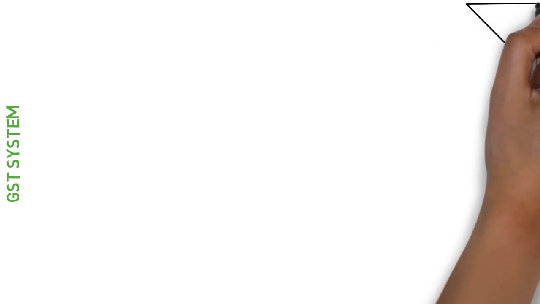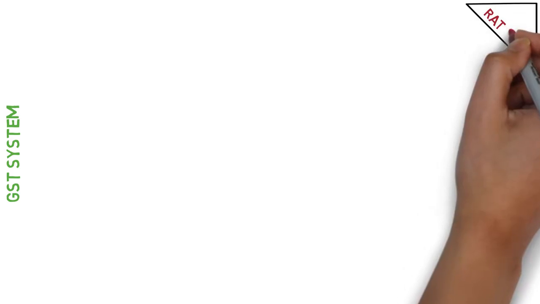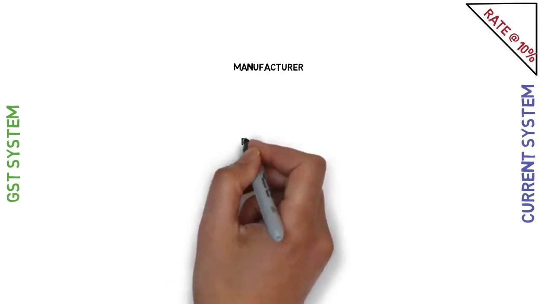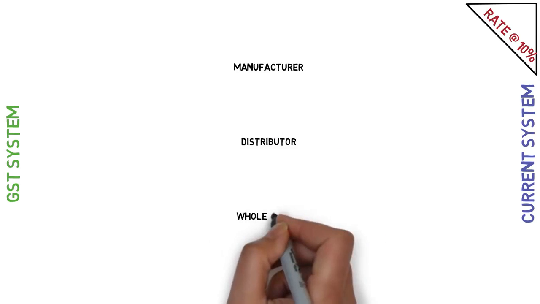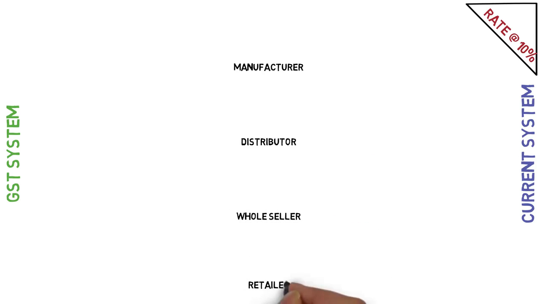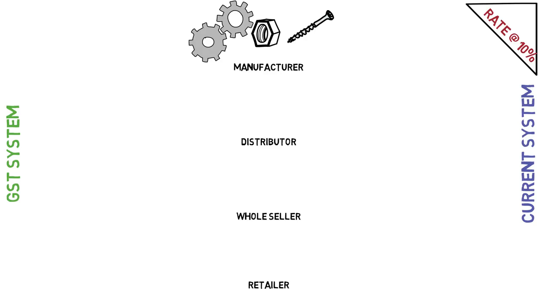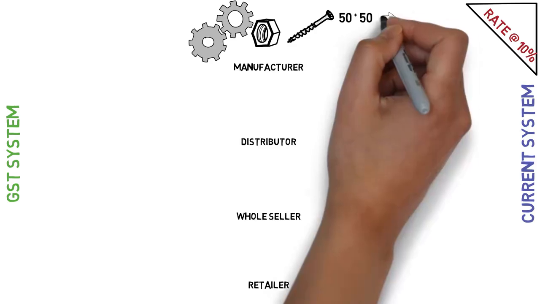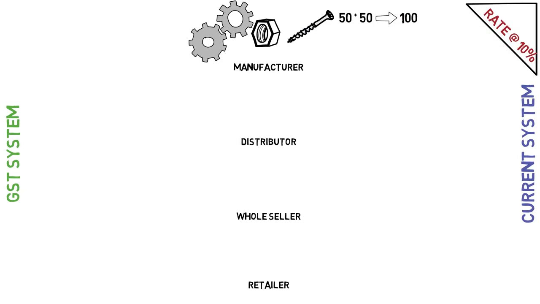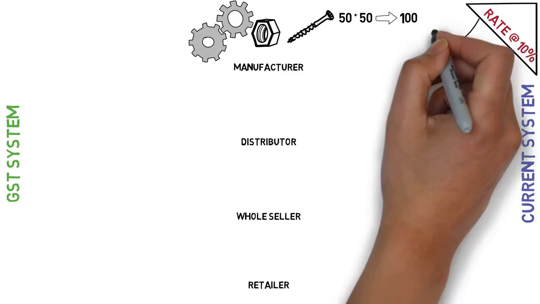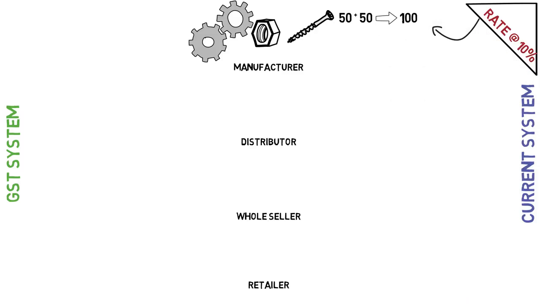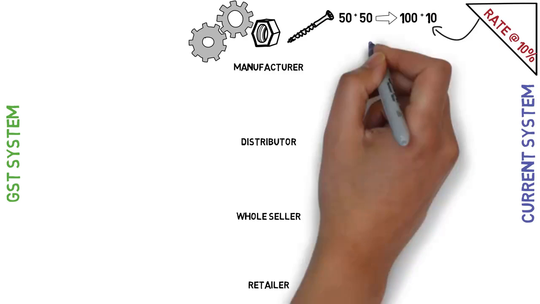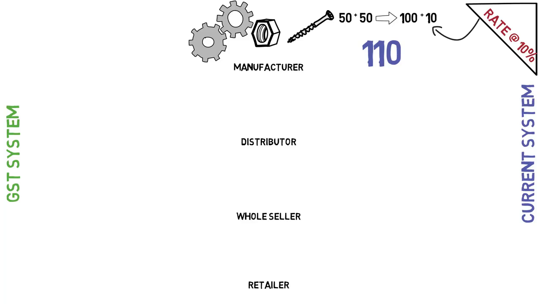I'll explain this with a simple example. Consider a simplified tax rate of 10% at each level. There are generally 4 levels: manufacturer, distributor, wholesaler and retailer. The manufacturer buys raw material, let's say of 50 rupees, and manufactures the product, which adds 50 rupees of value to it. So the product becomes 100 rupees. And for selling this product, he needs to pay 10% tax, which is 10 rupees. So the cost of the product for the distributor is 110 rupees.